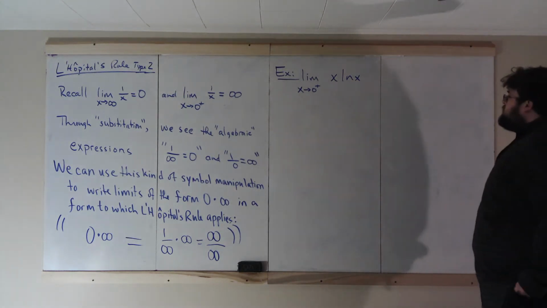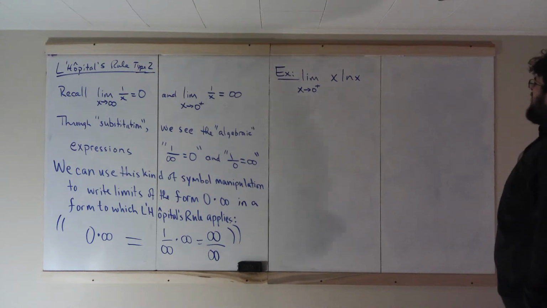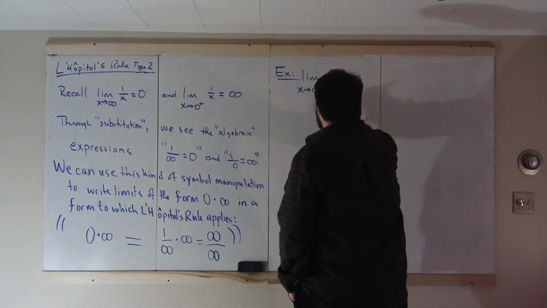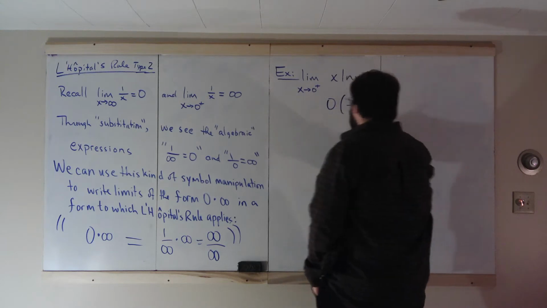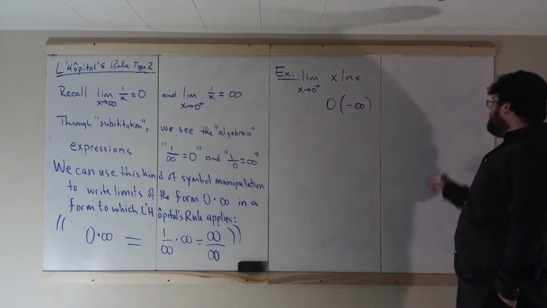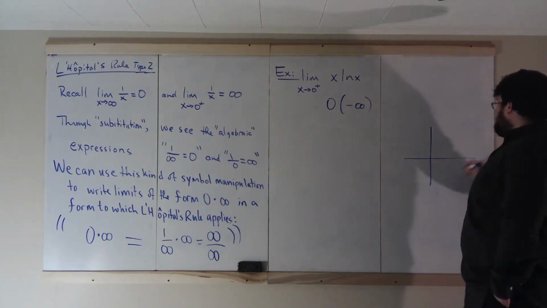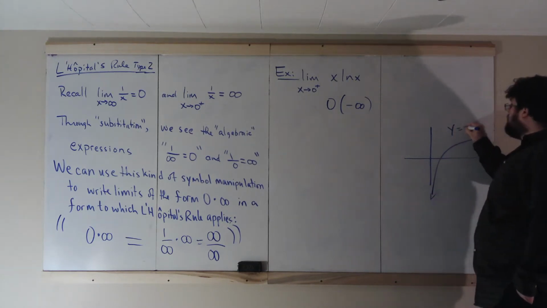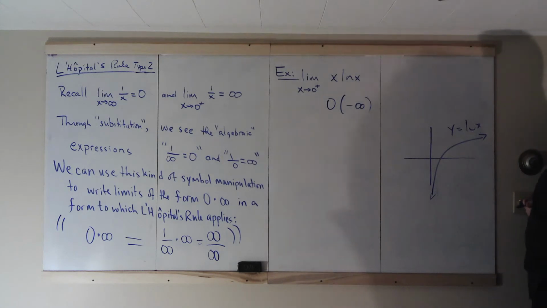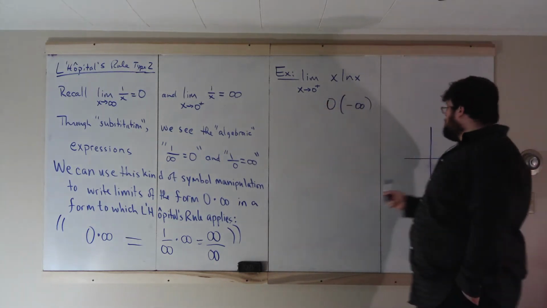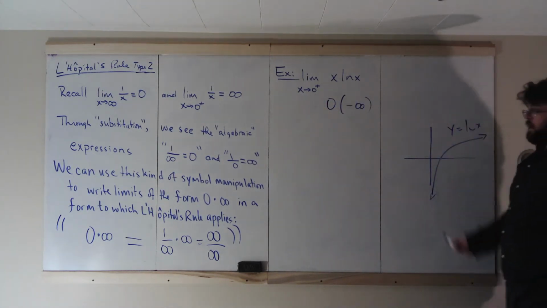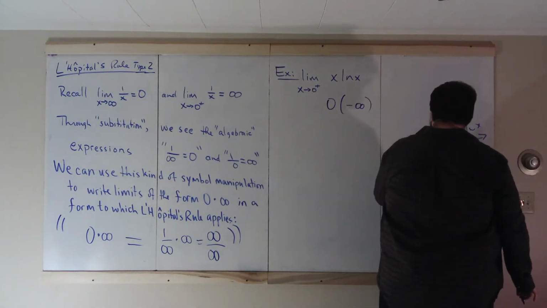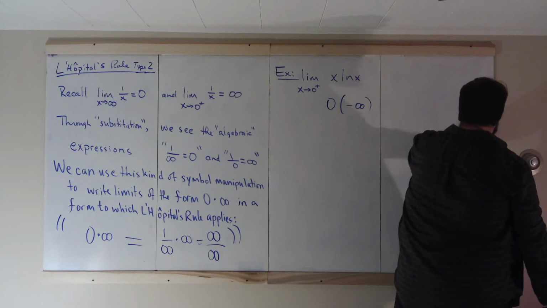Well, we have the limit as x approaches 0 from the right of x log x. It's a limit. Try substitution. What do you get? 0 times negative infinity. Why is that negative infinity? Well, you go to the log x function. As x approaches 0 from the right, log x keeps going down. So negative infinity. So here we have a 0 times a negative infinity.